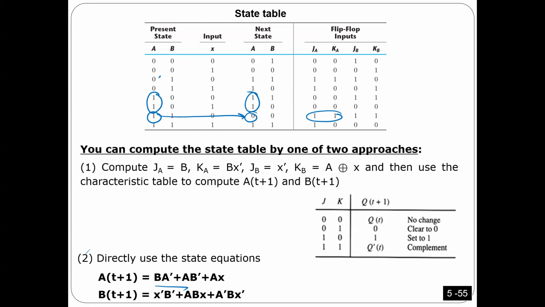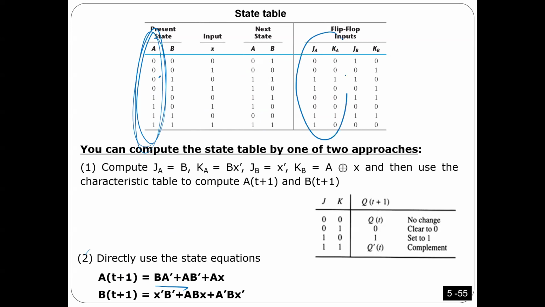So again, you can calculate this column here from the equation, or you already know the current state. You already know what is the input of the flip-flop. It should be easy to calculate the new value of the flip-flop. Okay, guys, any questions?